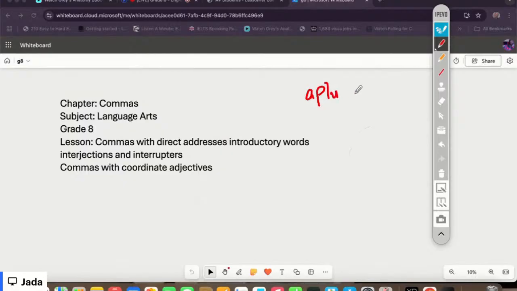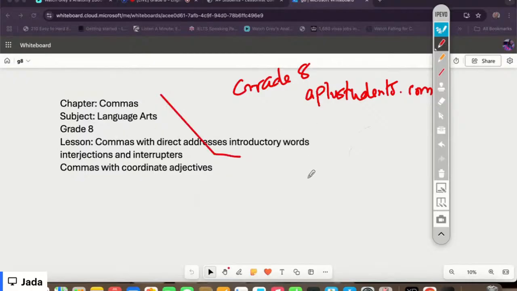First, you have to log in using aplusstudent.com. Click on your name, move on to Language at the Grade 8 chapters. The lesson will be commas with direct addresses, introductory words, interjections and interrupters, and commas with coordinating adjectives.